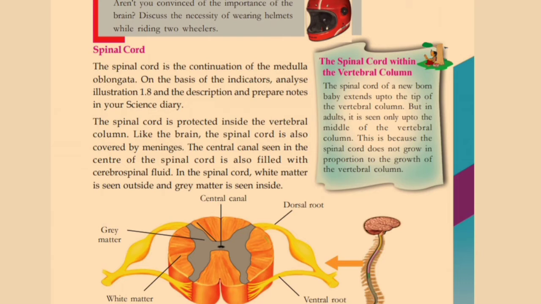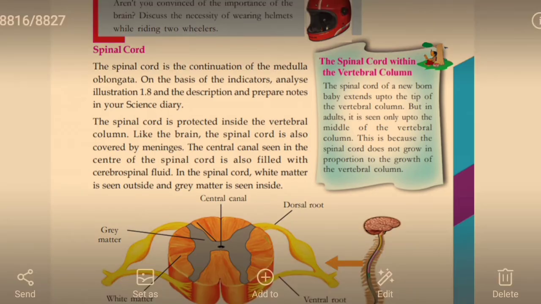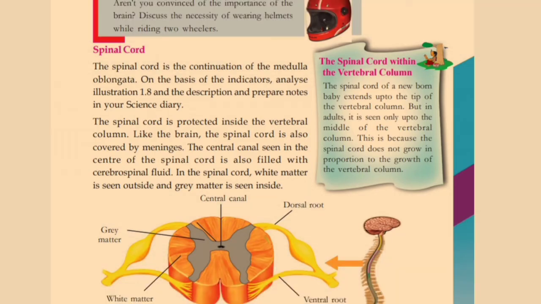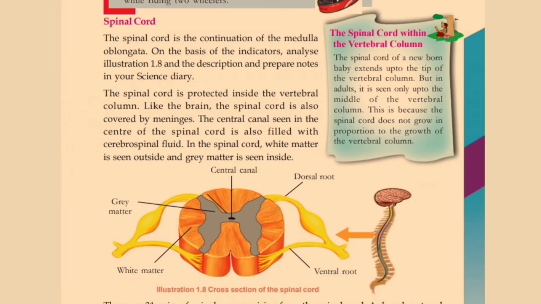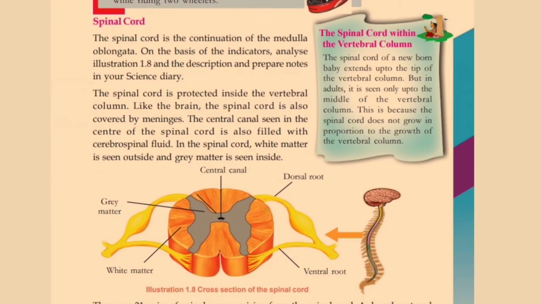Like the brain, the spinal cord is also covered by a layer that is known as meninges. Meninges also gives protection to the spinal cord. The central canal is seen in the center of the spinal cord and is also filled with cerebrospinal fluid. Look at the picture. The picture contains a central canal. Central canal is also filled with cerebrospinal fluid.